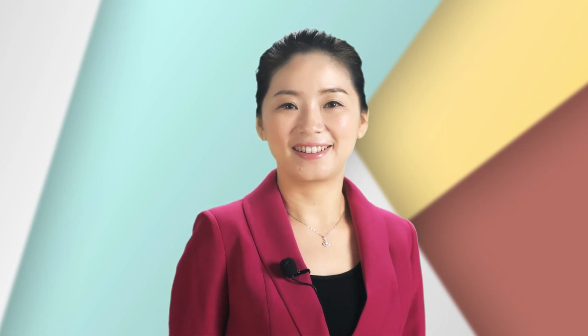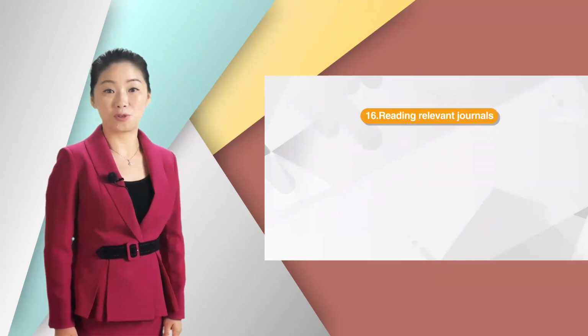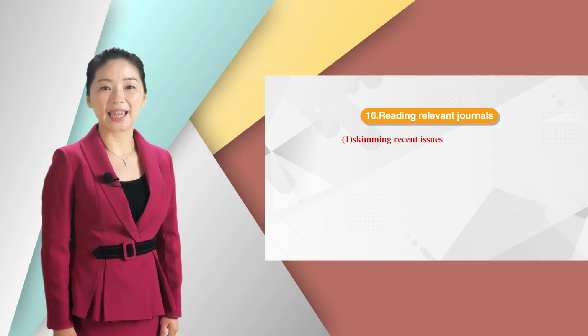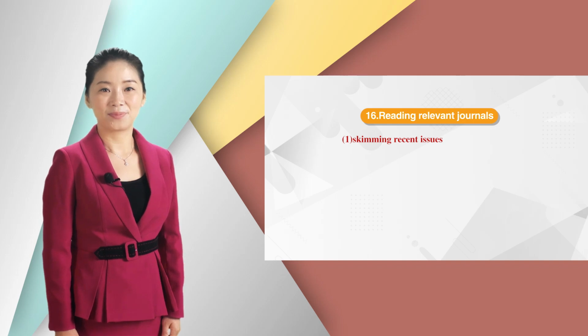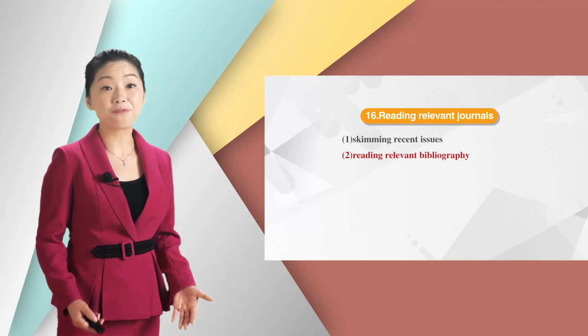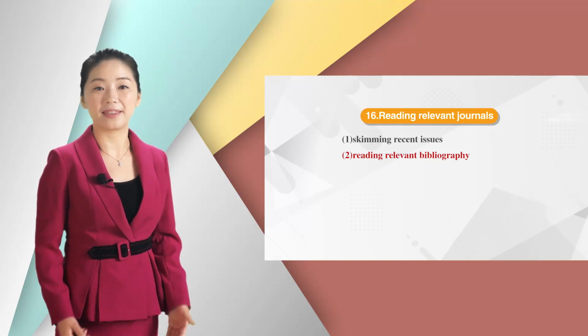Reading relevant journals. Spend at least an hour skimming recent issues of the suitable journals you identified. If you see any articles that relate to your work, stop and spend some time reading them. If you find any relevant bibliographic articles, definitely read them. You need to remember, part of getting published is citing the relevant literature.